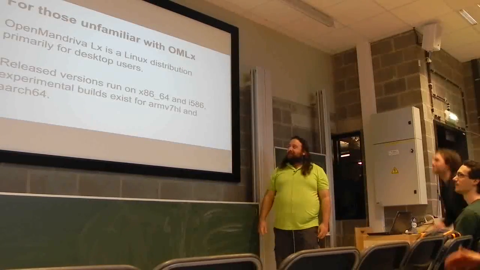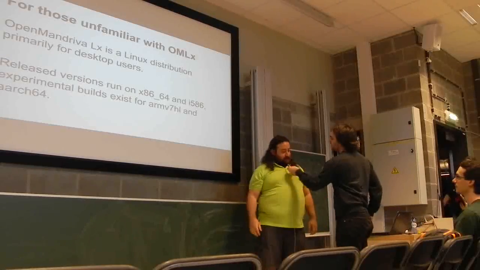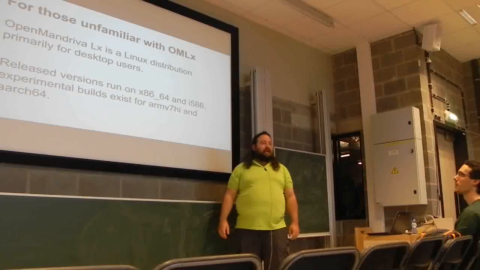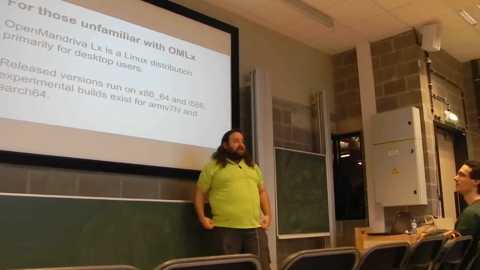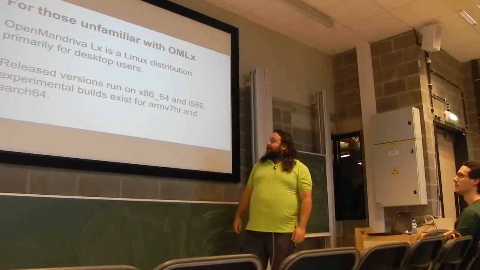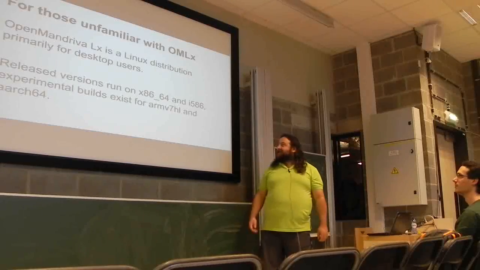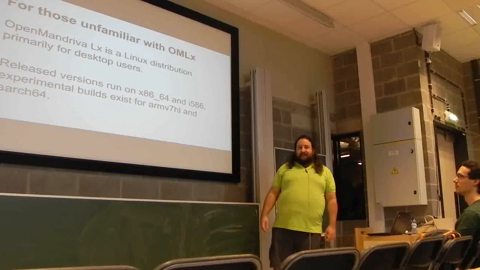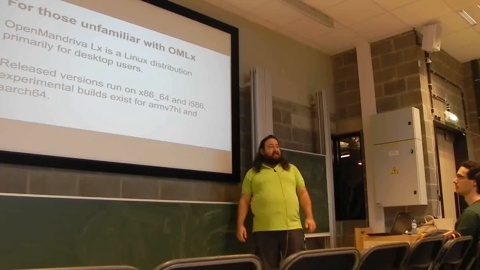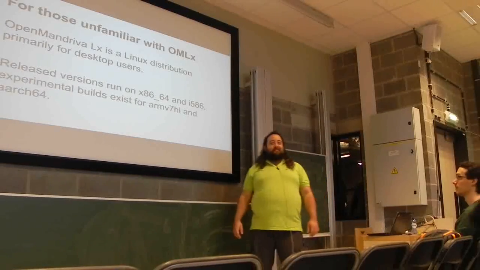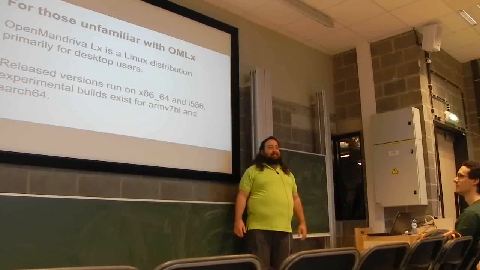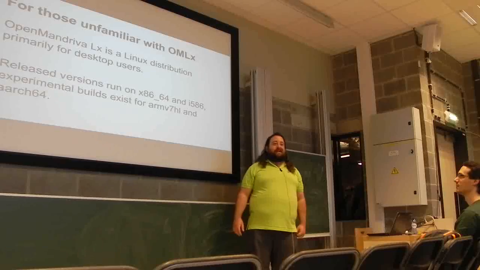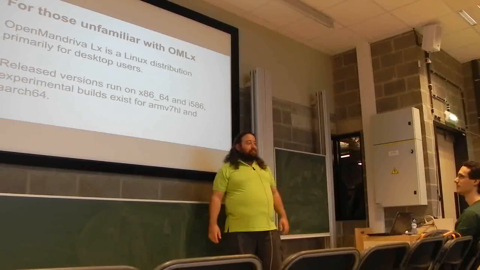So, for those unfamiliar with the OpenMandriva Linux project, we are a Linux distribution that is primarily targeting desktop users. And so far we have released versions that run on x86_64 and i586. We have experimental builds for ARMv7 and even more experimental builds for AArch64. There's some hardware availability problem there, as many people will probably know, but there should be good news on that pretty soon.